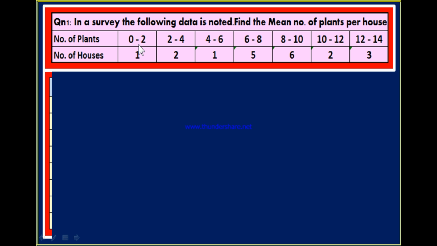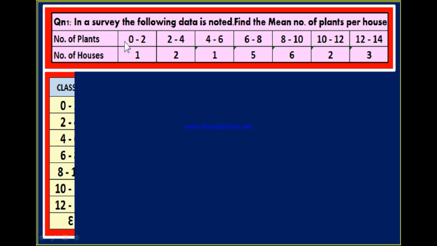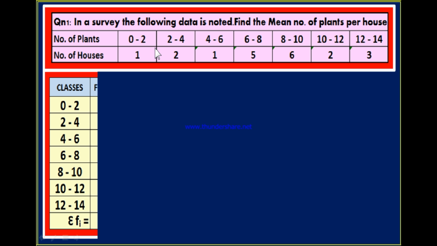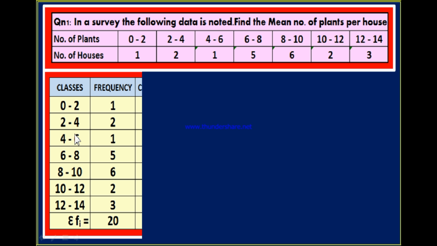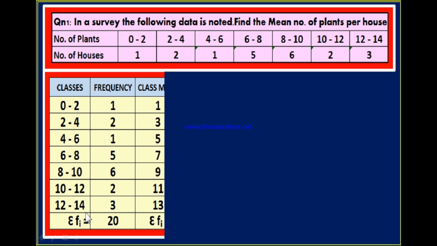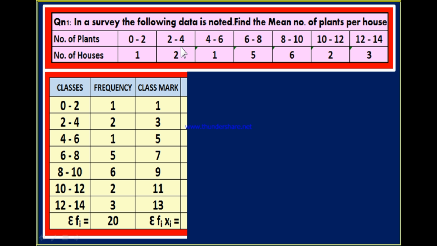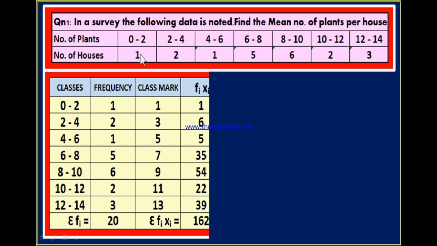You see, if you observe, these are the number of plants and these are the number of houses. Let us consider the number of plants as classes. Therefore, the classes will be 0 to 2, 2 to 4, 4 to 6, 6 to 8, 8 to 10, 10 to 12, and 12 to 14. These are the classes. And now for each class, this is the frequency. Frequency means the number of scores in that particular class gives the frequency.